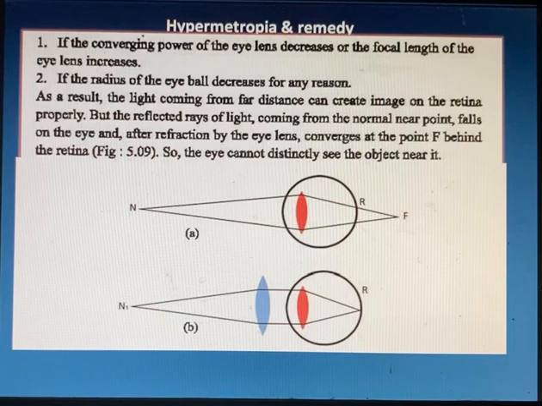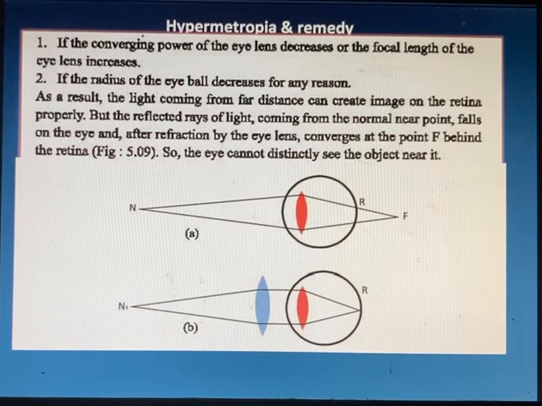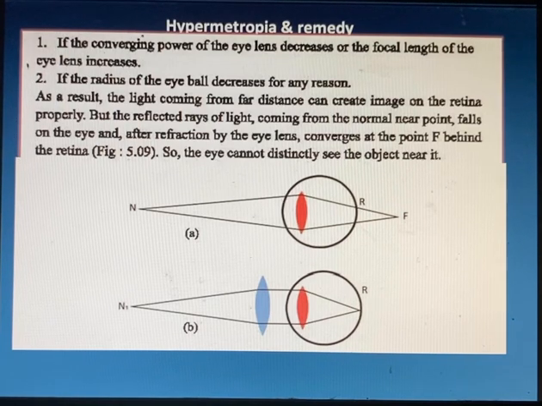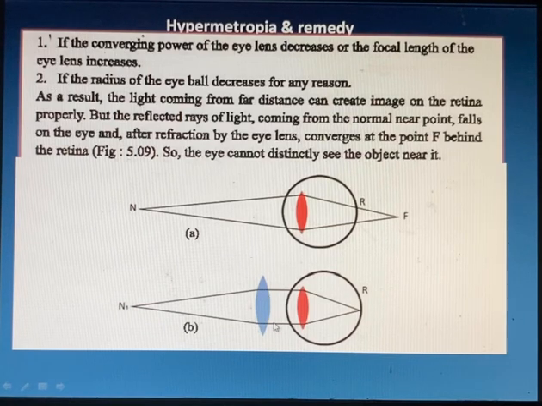But how does the question come in the exam hall? Suppose the statement is that someone, Shima or Rima, cannot read the book properly, but she can easily observe the board in the classroom environment, and she went to the doctor, and the doctor suggested her to use the positive lens. What is the positive lens? Of course, this one is the positive lens, means convex lens.